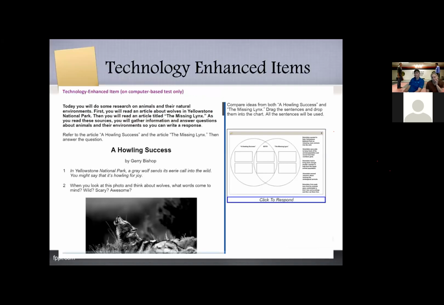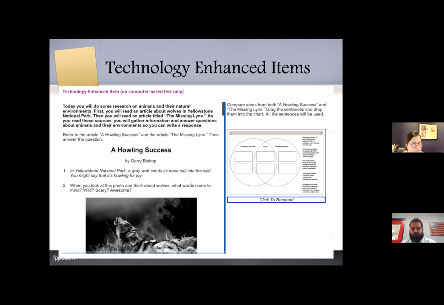This is another computer-based image of what a technology-enhanced question would look like, where they would give them the information, illustrations, text evidence, things of that nature, and then they have to respond in something, say like this Venn diagram. Again, this is something they're familiar with and should be able to maneuver on. We have practiced using these tools in the computer lab. They have practiced using these tools in the classroom as well.